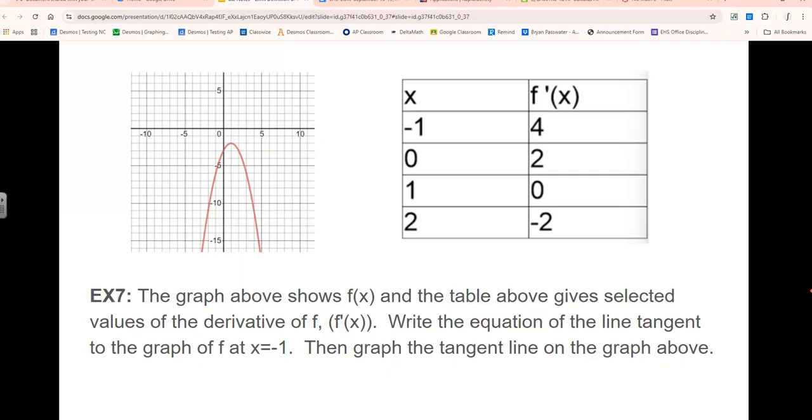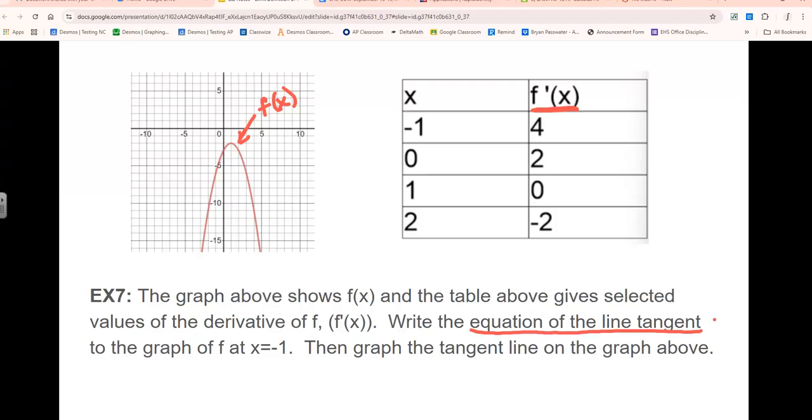It tells us the graph above is f of x, and the table above gives selected values of the derivative of f, which is f prime of x. This graph right here is f of x, and the table is labeled f prime. We are supposed to write the equation of the line tangent to the graph of f at x equals -1, and then graph that tangent line on the graph above.